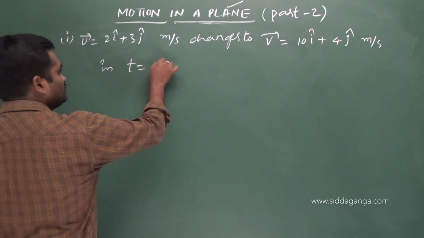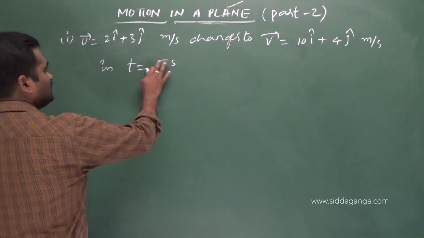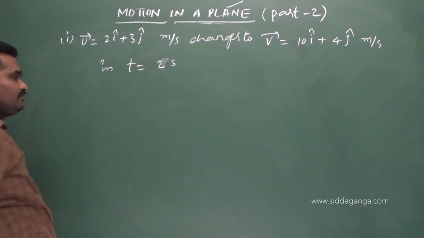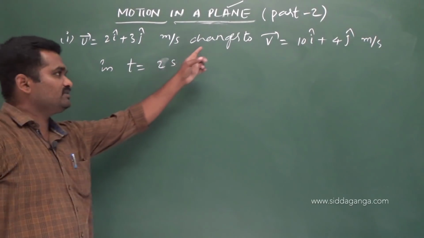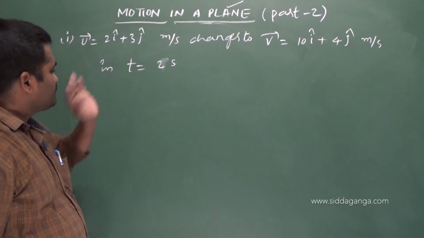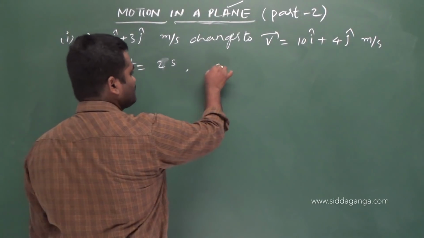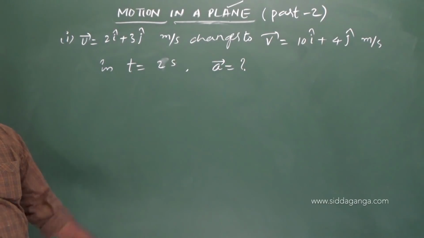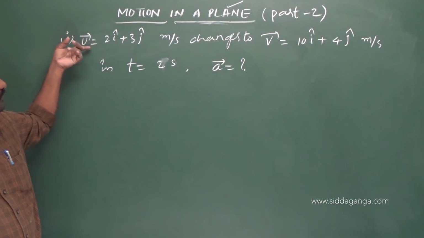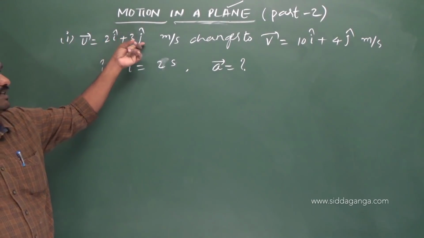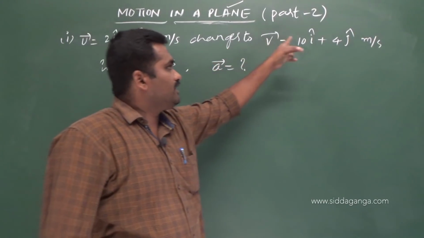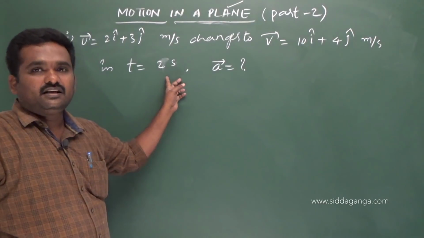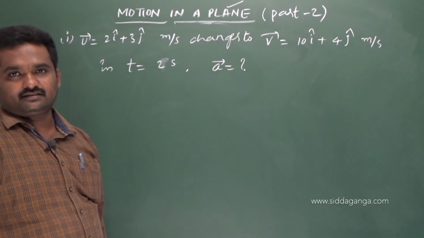t equals 2 seconds, let me say. In what time has it changed? 2 seconds. The question is, what will be the acceleration of the body? They will ask the value of the acceleration of this body. So once again, the body initially moving with a velocity of 2i cap plus 3j cap changes to 10i cap plus 4j cap meter per second in a time of 2 seconds. Then they will ask what is the acceleration of the body.